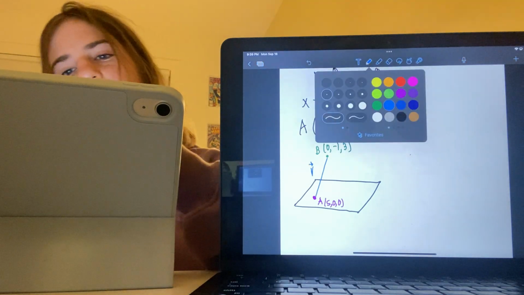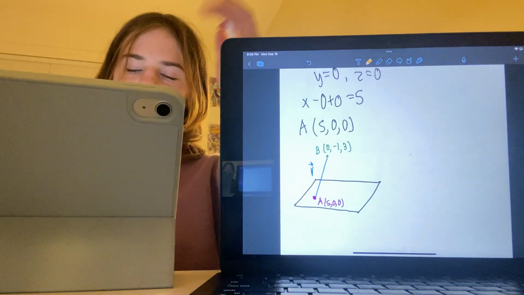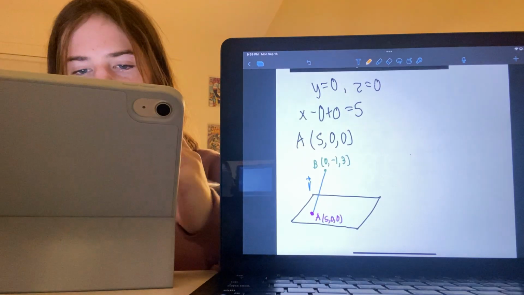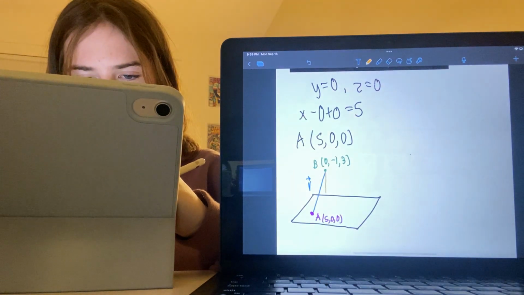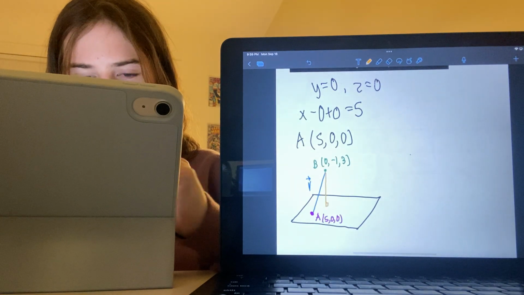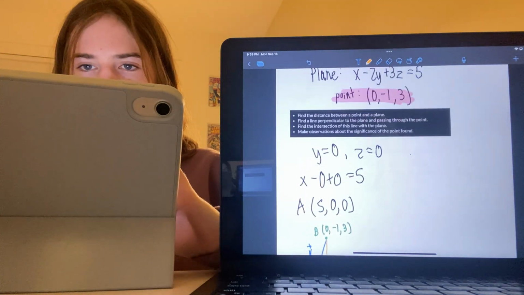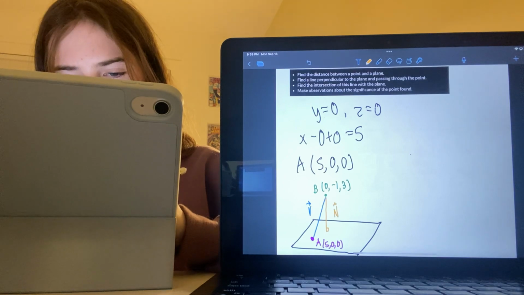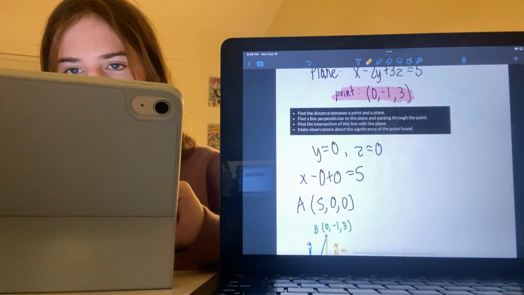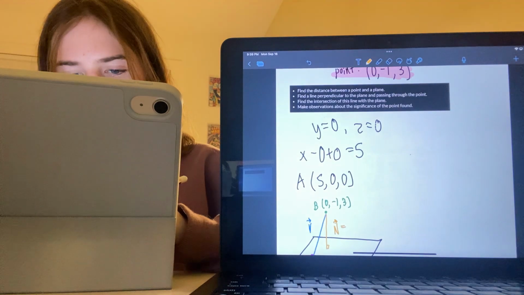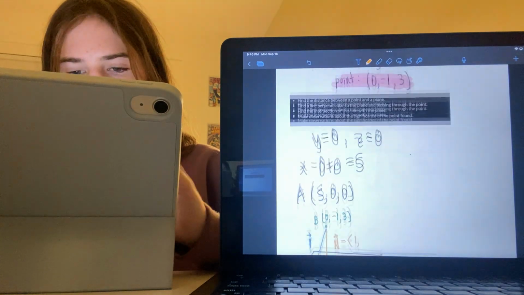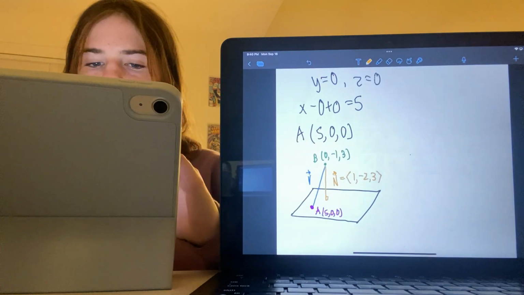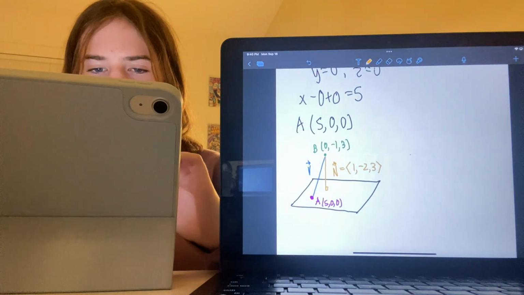And the one other thing that we have from this equation is that the plane gives the normal vector, which is perpendicular, as the coefficients. So that's going to mean that the normal vector n equals (1, -2, 3).